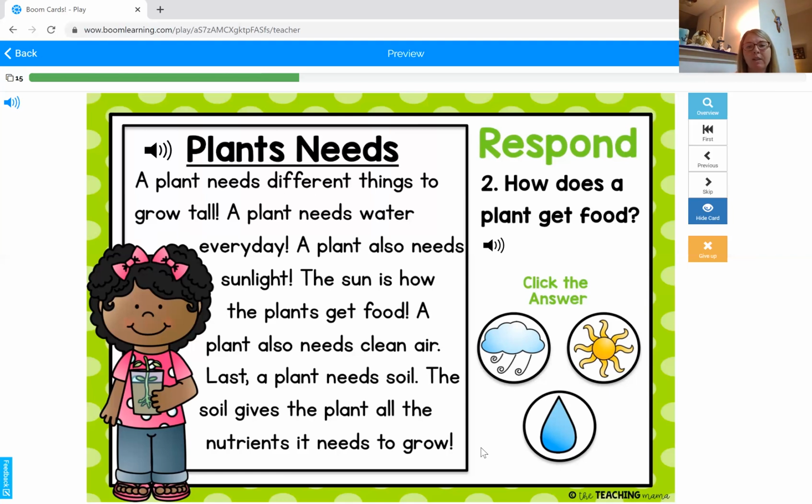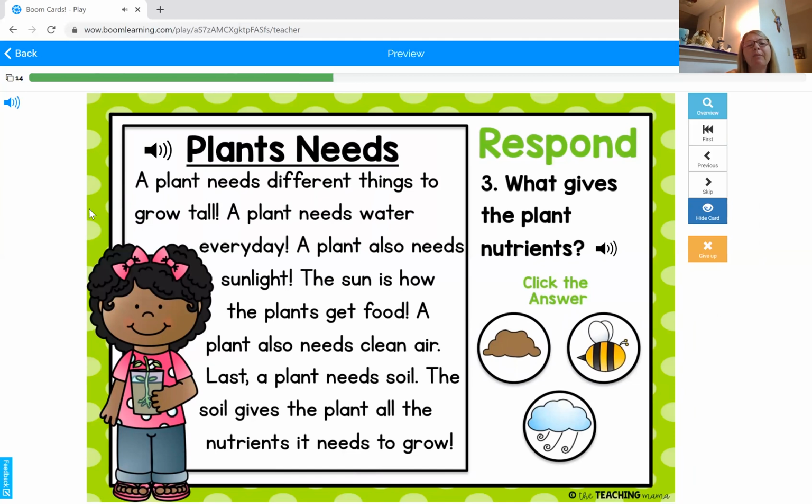So our question this time is, how does a plant get food? And I see air, I see the sun, and I see water. How does a plant get food? It doesn't need air to get food, right? We don't need air to get food. It doesn't need water to get food. But it says the sun is how the plant gets food.